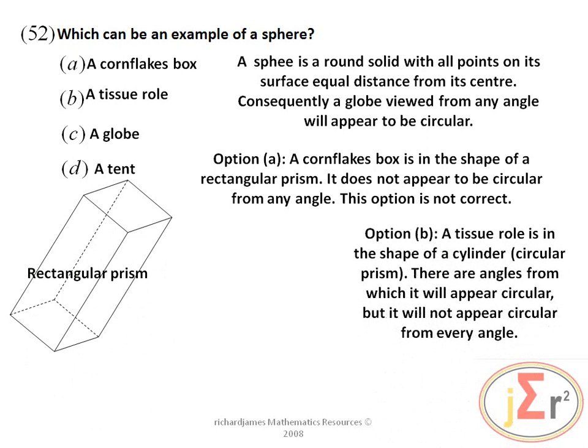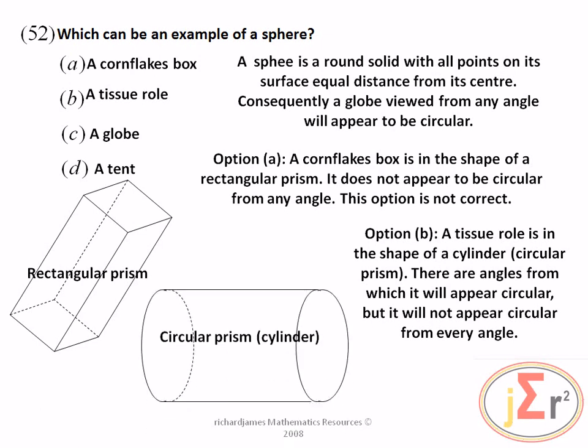Option B, a tissue roll. A tissue roll is in the shape of a cylinder or a circular prism. There are angles from which it will appear circular, but it will not appear circular from every angle. If you take a tissue roll, it will appear circular if you look at one end and if you look at another end. But if you look right down the middle, it's not going to be circular. So it cannot be a sphere. It is a cylinder, or it is cylindrical in shape. We also call it a circular prism.